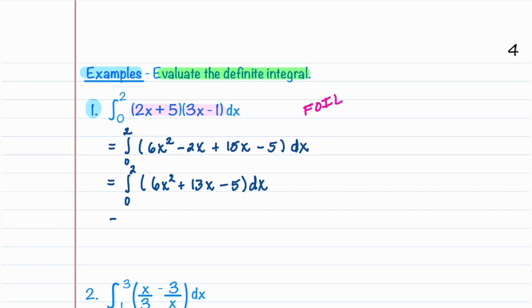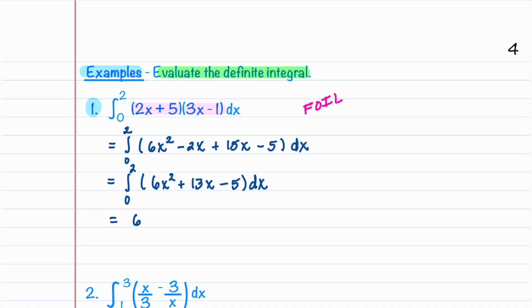Now we can go ahead and integrate. Our first term is x cubed over 3. And then we have plus 13 x squared over 2, and then minus 5x. And this is being evaluated from 0 to 2.